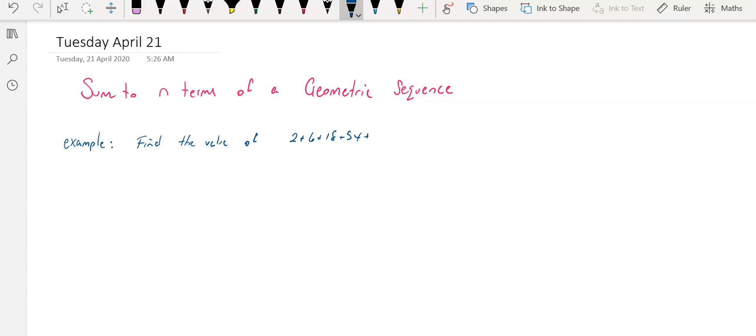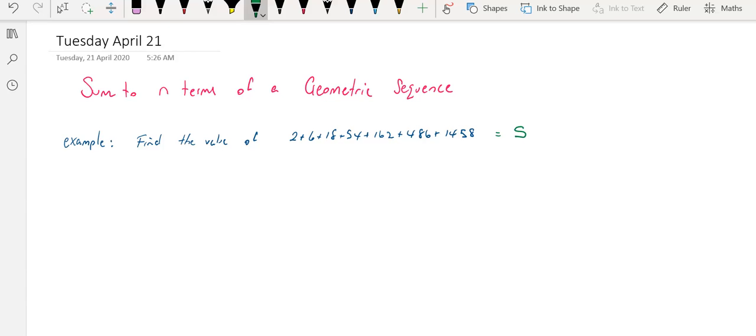So you can recognize a geometric sequence here. Let's take this all the way to 162, 486, 1458. All right, so find that value. Let's assign it. Let's call that my sum, S. Okay, now, we've recognized here that my value of r is equal to 3.